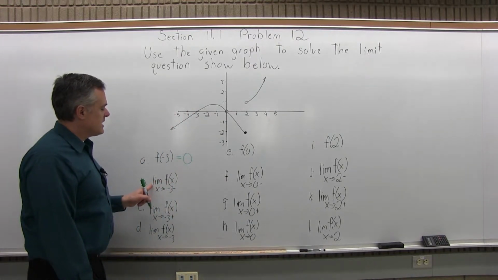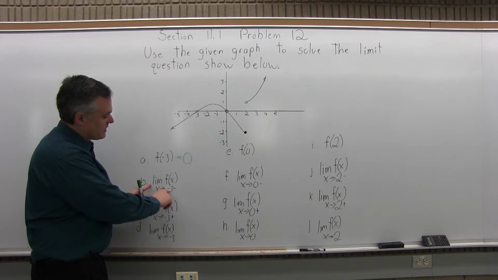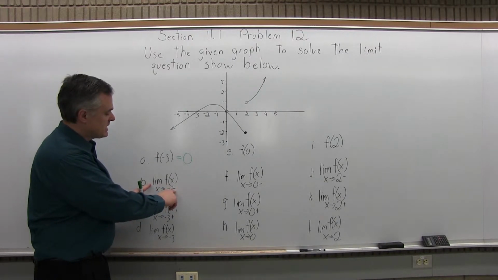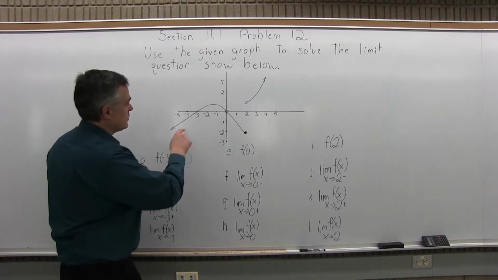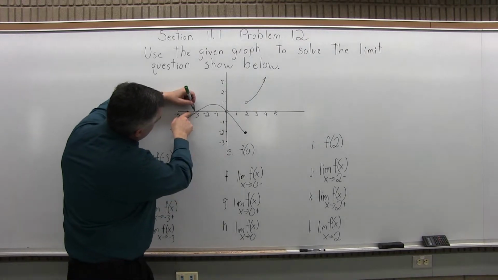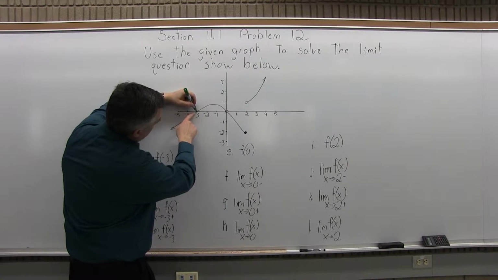Part B says, find the limit of the function as x approaches negative 3 from the negative side. So in other words, as you put in input values a tiny bit less than negative 3, or to the left of negative 3, what height am I approaching? Well, as I come into negative 3 as an x value, the y values are getting really close to 0.